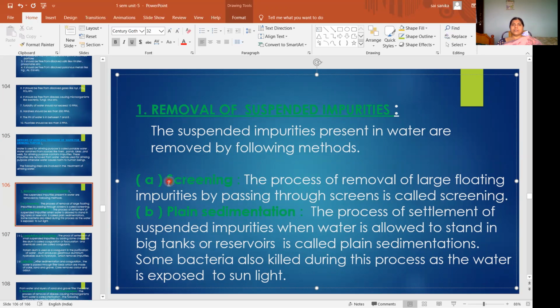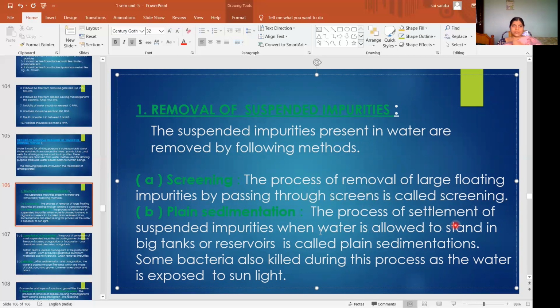So here, first we will do screening. Whatever the large floating impurities, some particles will float on the water. Those floating impurities will be removed by using screens. For example, tree branches, leaves, whatever those. Those floating impurities will be removed by passing through screens, which is called screening. And the next one is plain sedimentation.